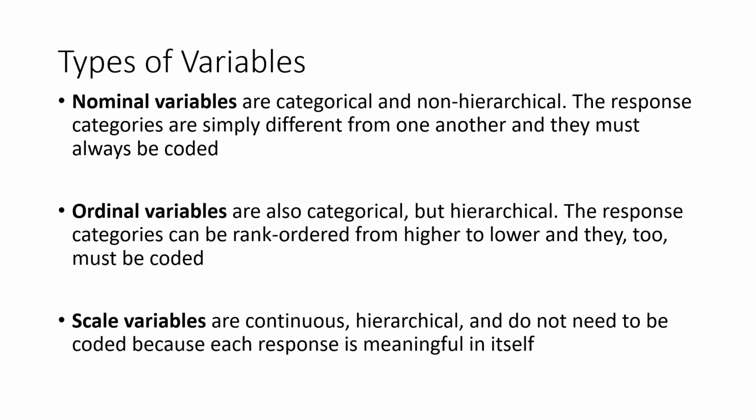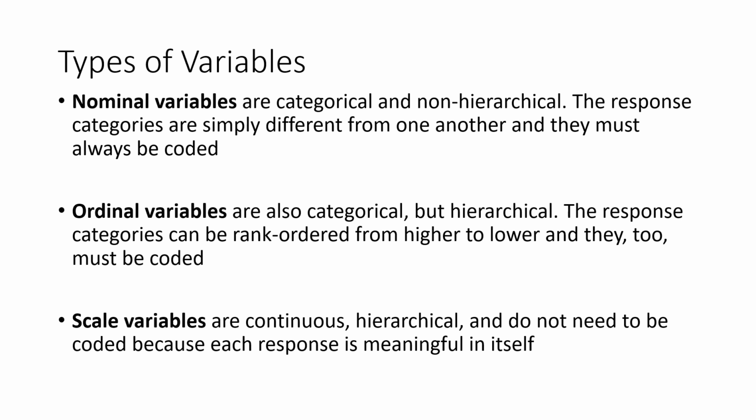Lastly, we have scale variables. These are continuous, hierarchical, and do not need to be coded because each response is meaningful in and of itself. I gave the example in the last slide of age. Age is a good example of a scale level variable, right? Age is naturally numeric. When someone says, my age is 18, you don't need to code that by saying 18 equals 18 years old. You simply know that 18 corresponds to the years that the individual has been alive. So scale variables don't need to be coded because their response categories are already intuitive.